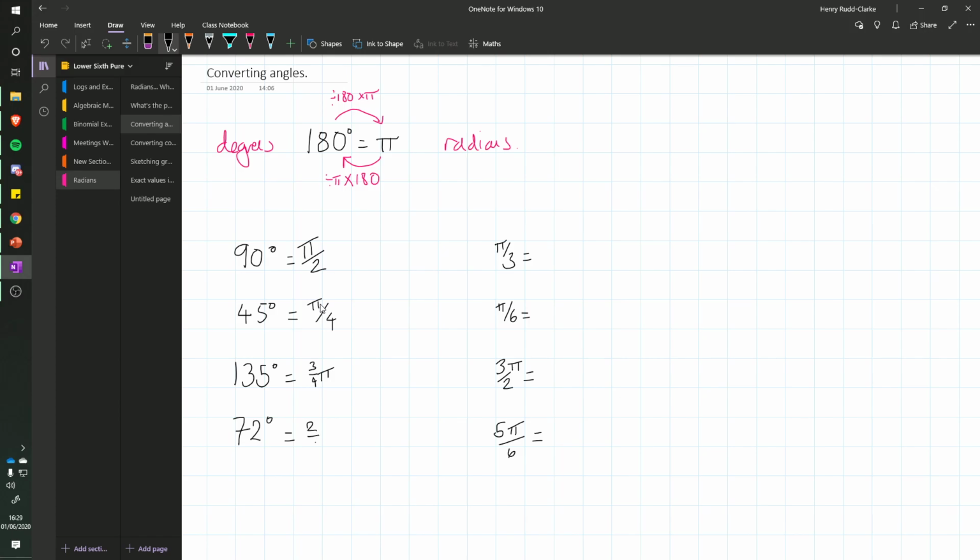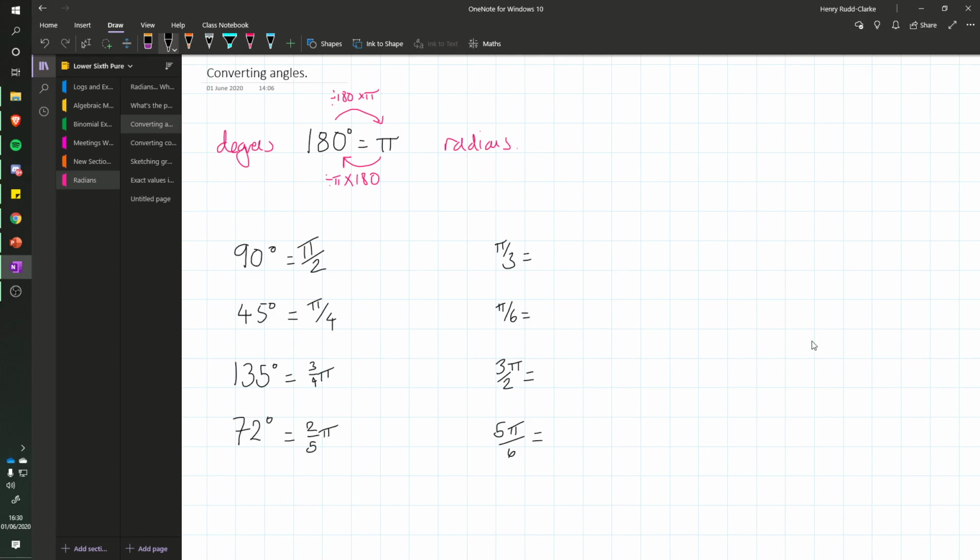So 2/5 pi. If I couldn't work that out, I do 72, divide it by 180, times it by pi. But 72 divided by 180 is going to give you 2/5, so it's 2/5 times pi. And we often would write our answers in terms of pi like this. So it's quite nice and tidy. That's cool. This is in exact form.